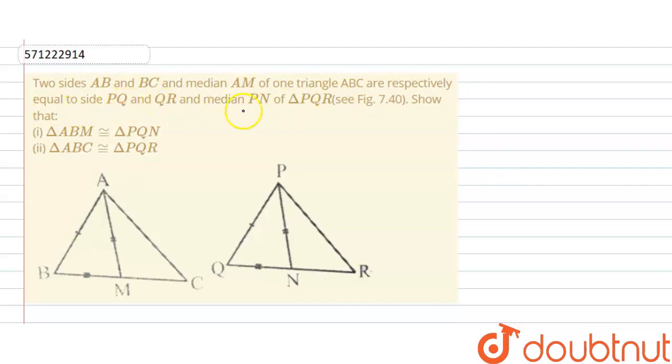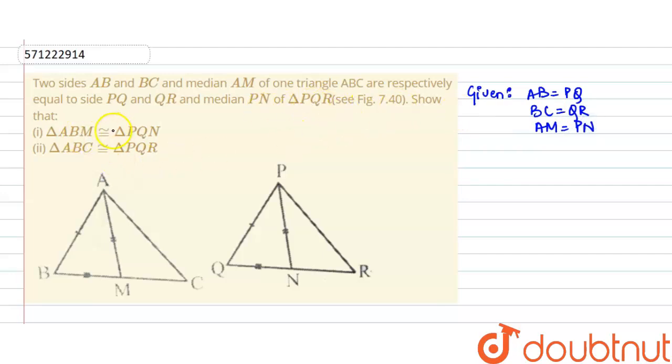The question says two sides AB and BC and median AM of one triangle ABC are respectively equal to PQ, QR and PN of triangle PQR. So I will write them down. It is given that AB is equal to PQ, BC is equal to QR and AM is equal to PN. This is given to us in the question.